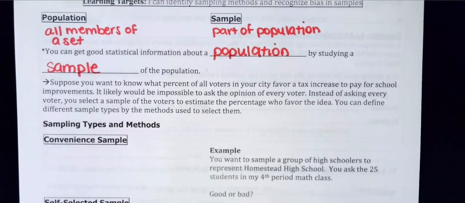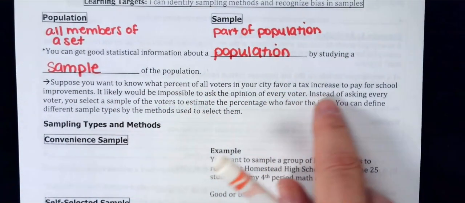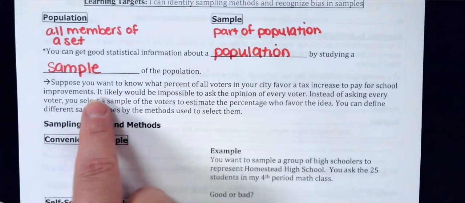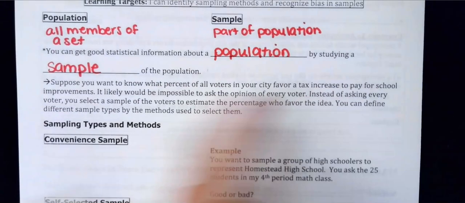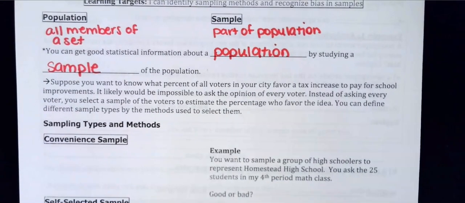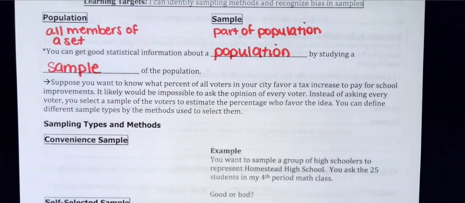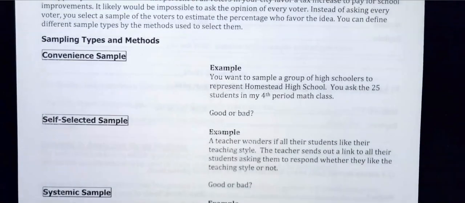This just says, suppose you want to know what percentage of all voters in your city favor a tax increase to pay for school improvements. Okay? It's likely, if we were to actually do this, we wouldn't go to everybody's door, knock on their door, and ask them what their opinion was. That would probably not be a feasible thing to do. So instead of asking every single voter their opinion, we would make a sample of the voters and then use that sample to inform how the people in the population would feel about it. So I've got a couple different ways we could make samples, and I'm going to give you the definition, and then I have an example of each to the side.